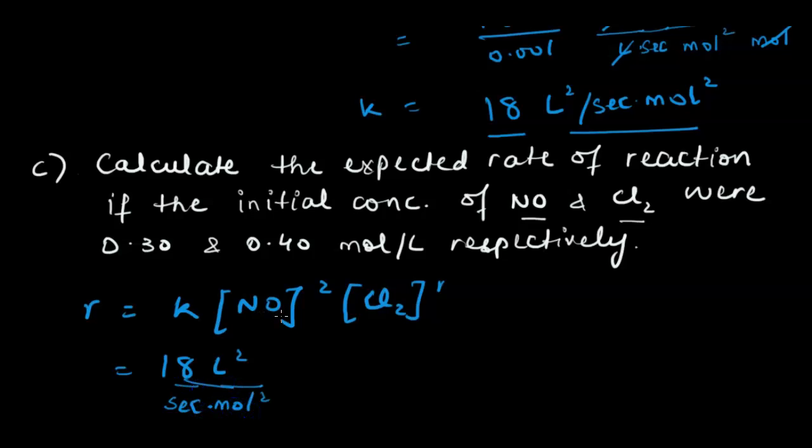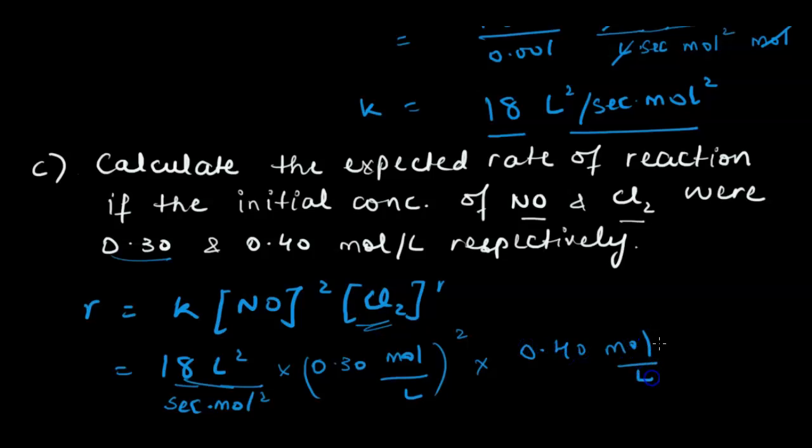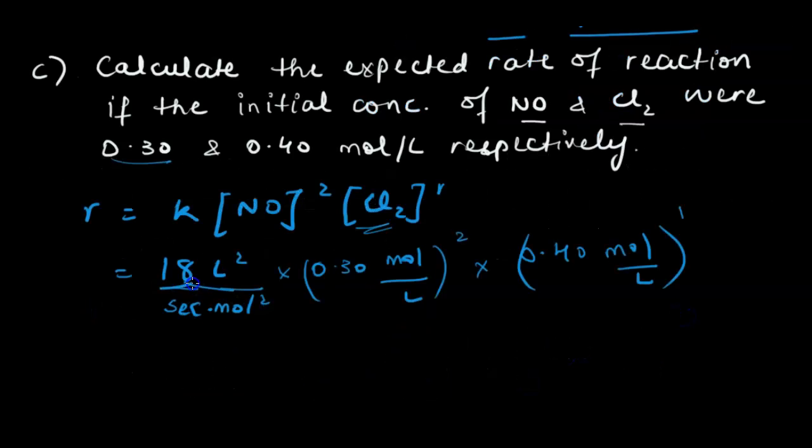Concentration of NO that we are given is 0.30. So we would multiply this by 0.30 moles per liter squared, and we would multiply this with 0.40 moles per liter. Power is just 1. When we put these numbers in the calculator, 18 multiplied by 0.3 squared multiplied by 0.40, we get 0.648.